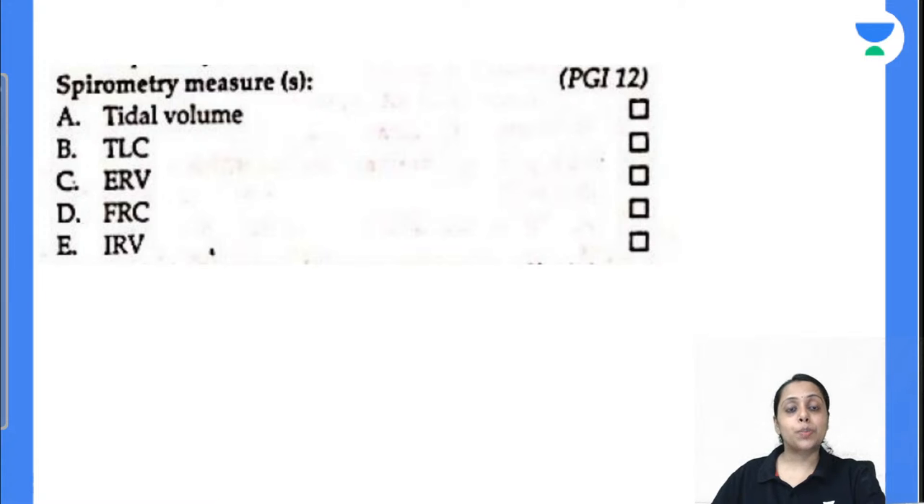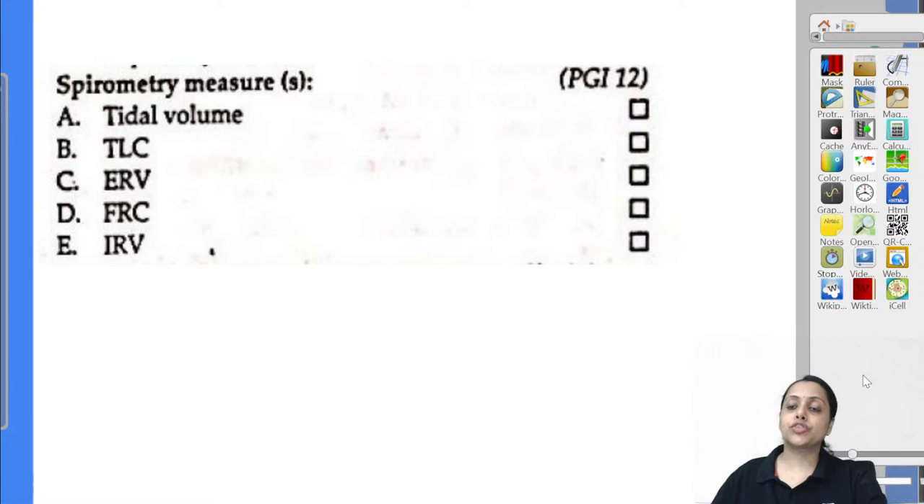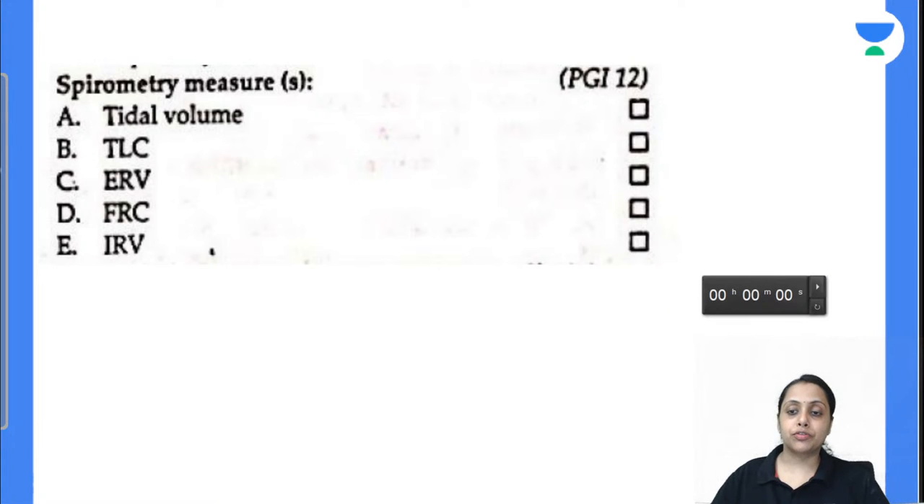Coming to the next, spirometry measures: tidal volume, total lung capacity, expiratory reserve volume, FRC, inspiratory reserve volume. Which volume and capacity can we measure from the spirometry? Multiple answers, so everybody answer the question correctly.